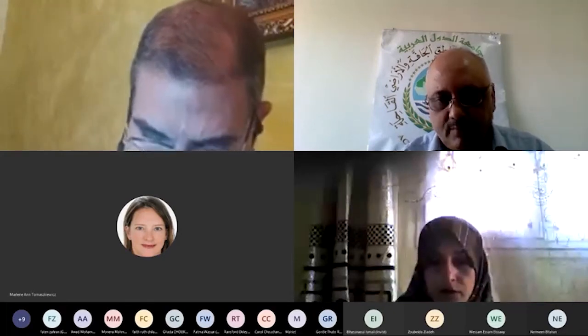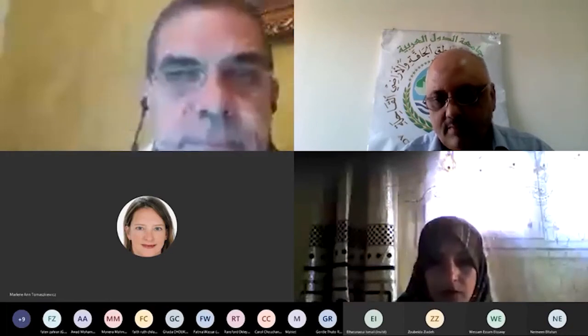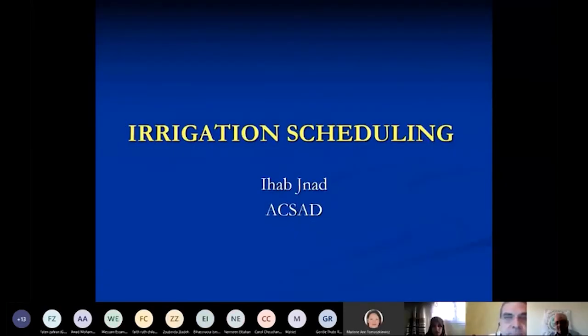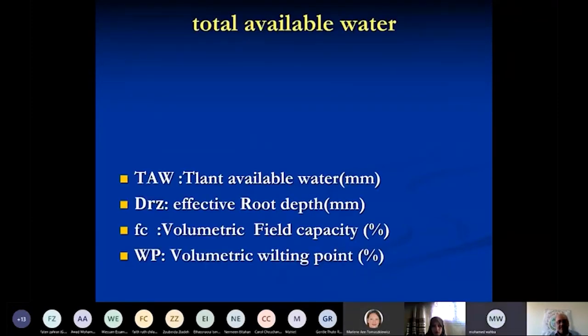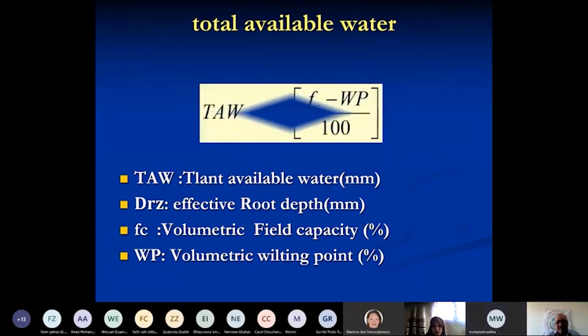We can also select other criteria. We can select fixed interval and fixed net application, so always we apply 35 mm in every event, and we apply every 7 days. So we can see here a fixed interval of 7 days and a fixed application value for the irrigation.